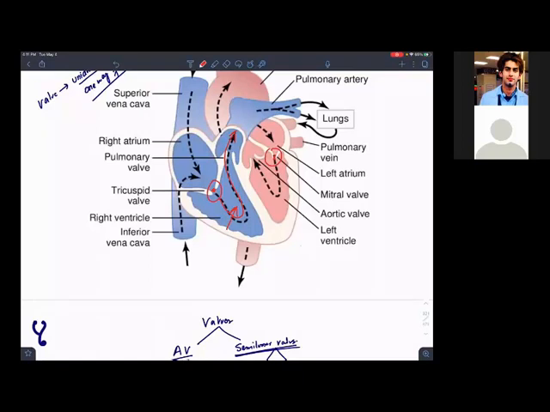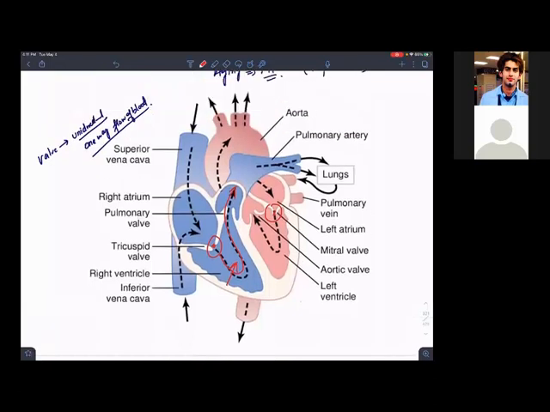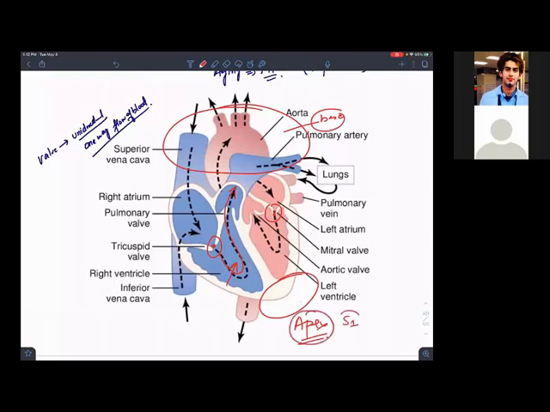Fine. Sir, where will you listen? Now, if you know the anatomy, this is the apex of the heart, and the heart base is here. You always forget that. The base is here, and this is the apex. So where will you listen to this? At the apex. S1 is loud at the apex.